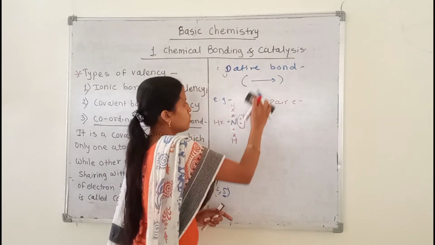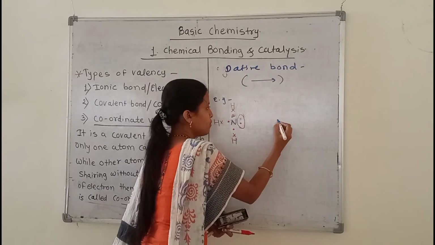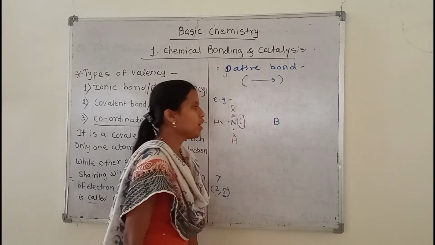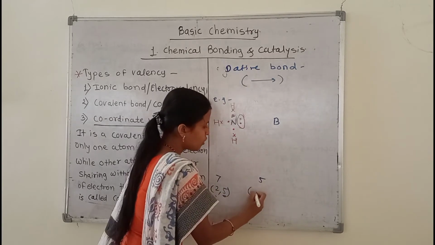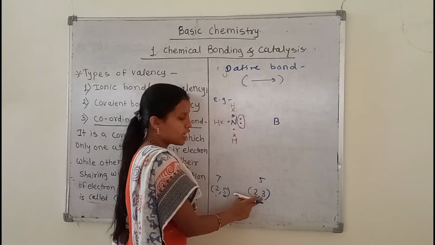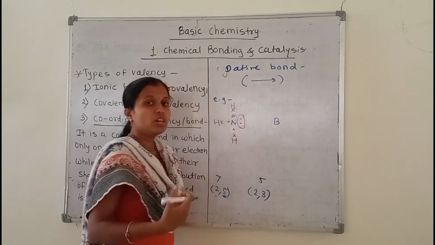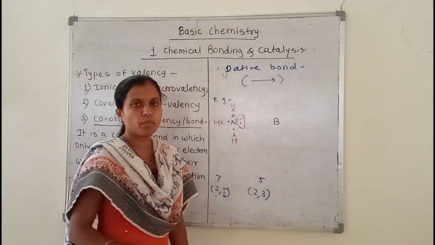The other atom is boron. Boron has atomic number 5, so its electronic configuration is 2, 3. Boron has 3 electrons in its outermost shell, so it requires 5 more electrons to complete its octet.